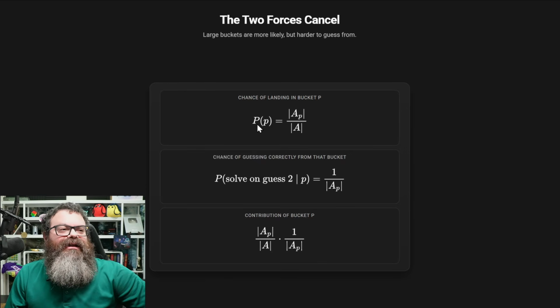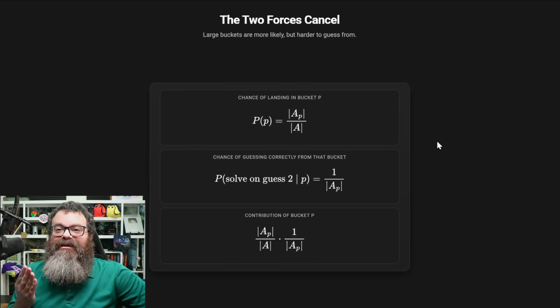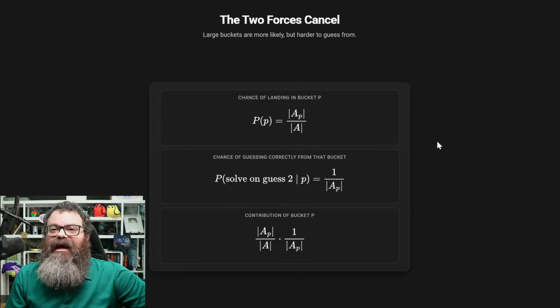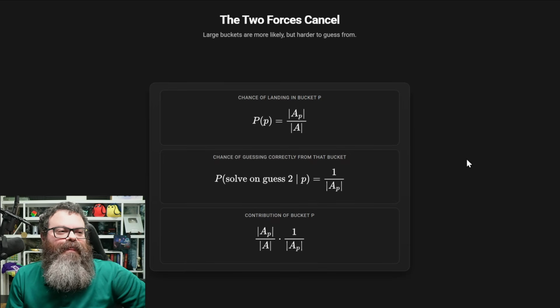All right, so let's calculate the probability then. So the probability of landing in a certain pattern is the size of A sub P, the number of words in that bucket, divided by the total number of words, right? In order to get into that bucket, we need the answer to be one of the words in that bucket. So the probability of that increases as the size of that bucket increases. And we end up with this simple division here.